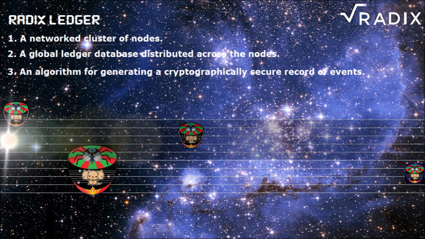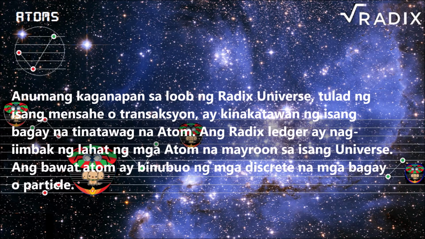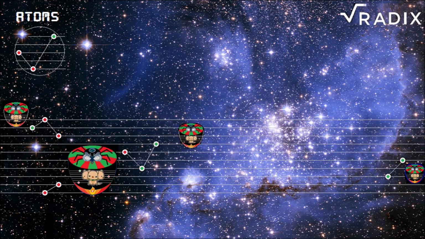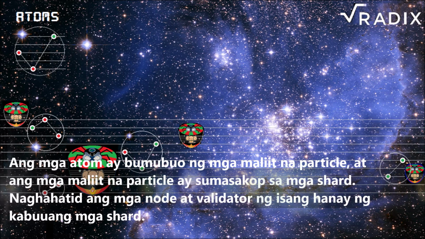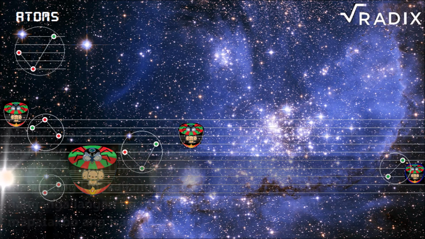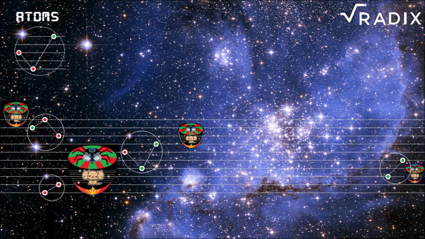Any event within the Radix universe, such as a message or transaction, is represented by an object called an atom. The Radix ledger stores all atoms that exist in a universe. Every atom consists of discrete objects or particles. Atoms are composed of particles, and particles occupy shards. Nodes and validators serve a set of the total shards. They can reconfigure to support any subset of the shard space, helping to ensure that the universe can handle large load requirements without requiring expensive hardware to operate a node.